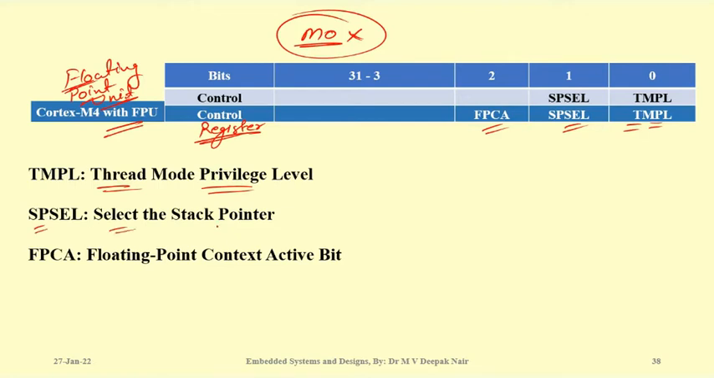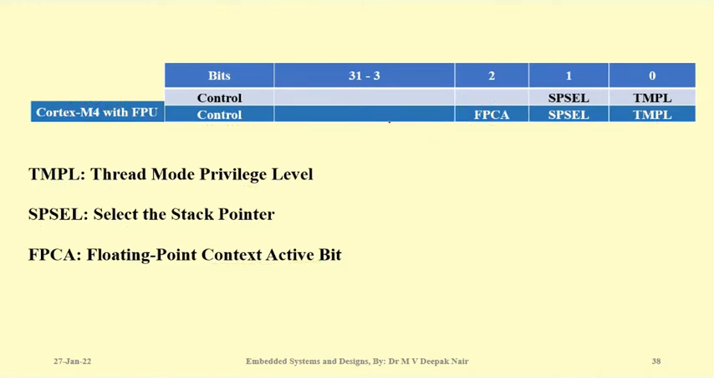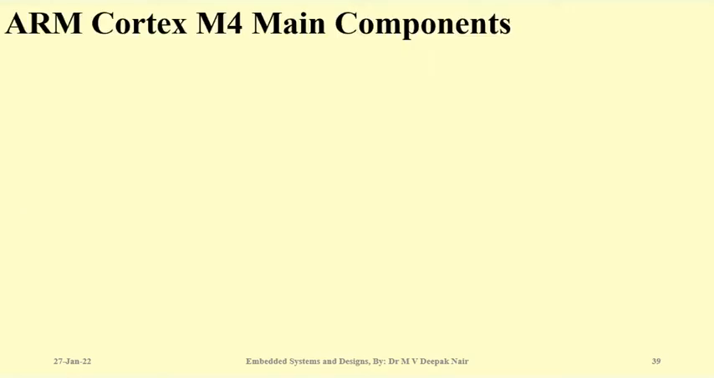Similarly, SPSEL selects the stack pointer. If it is 1, the other stack pointer is selected. Similarly, floating point is active or not. If it is a microcontroller with a floating point unit, this bit will be 1, and whenever you are using floating point related instructions or programs, this bit will be 1. Otherwise, this bit is not available in the other microcontrollers. So please keep an eye on the control register whenever there is a floating point unit or not. Don't worry right now. I'm just giving you the architectural detail of the board.